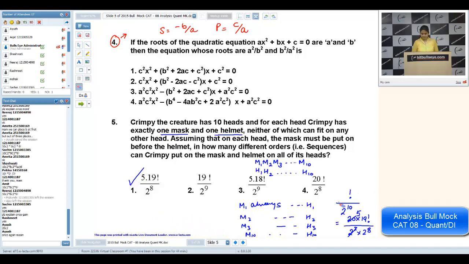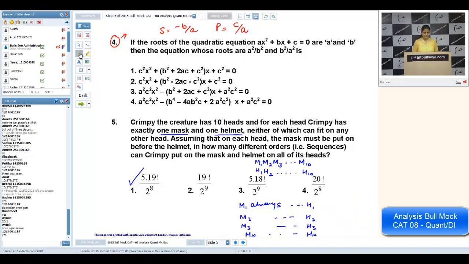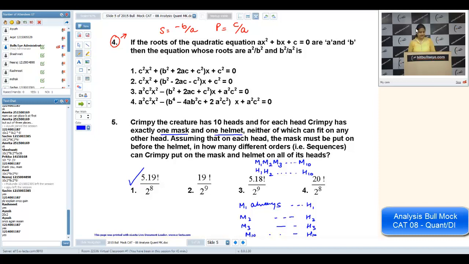Hitesh, are you okay with the conditions? That there are 20 things, 10 are masks and 10 are helmets. What is the meaning of that line? In how many different orders can Crimpy put on the mask and helmet on all its heads, such that the mask must be put on before the helmet?